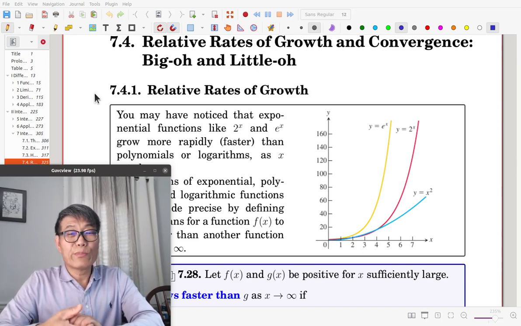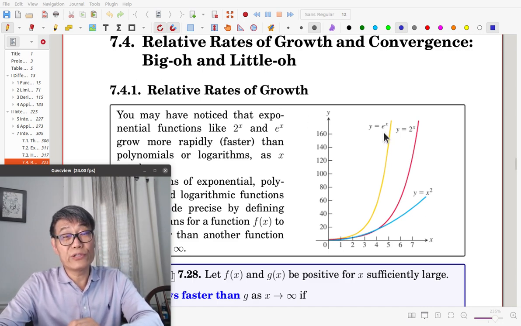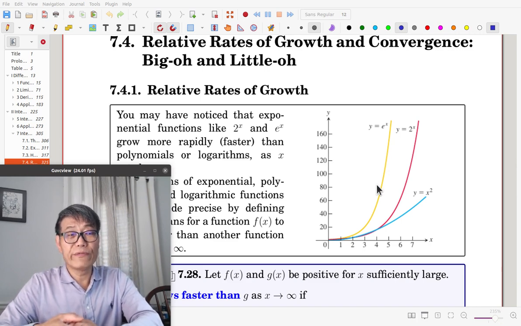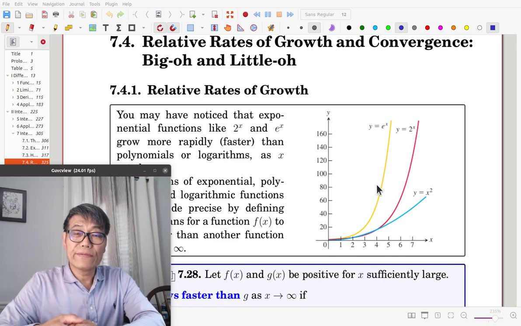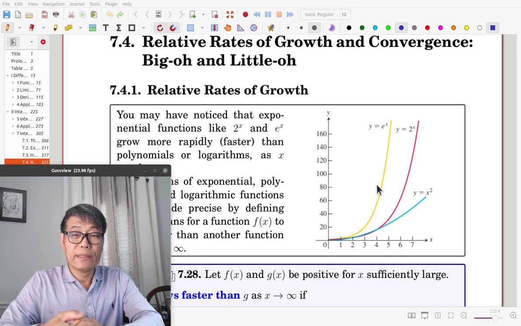It is section 7.4, relative rates of growth and convergence. You may have noticed already that exponential functions such as e to the x and 2 to the x grow more rapidly than polynomials or logarithms as x approaches infinity. In the first part of the section, we'll compare growth rates of those functions precisely using mathematical terms.